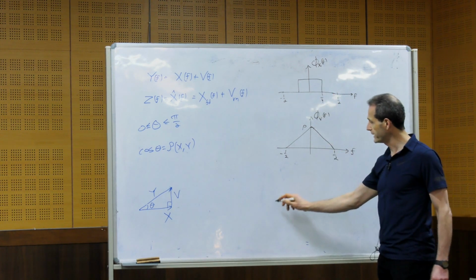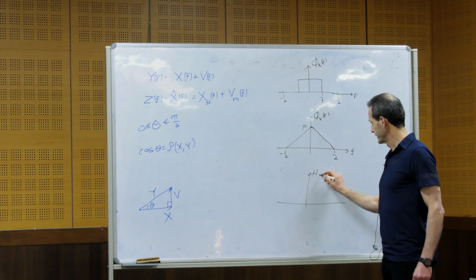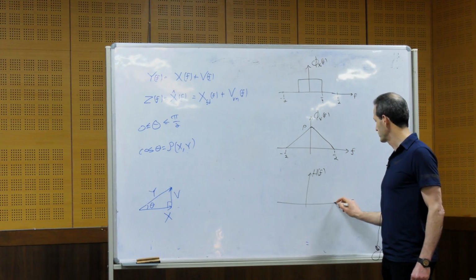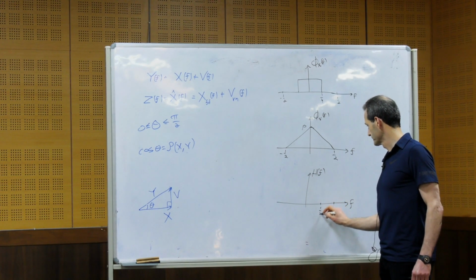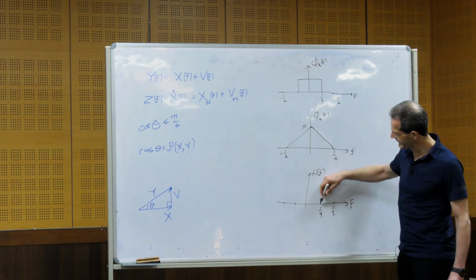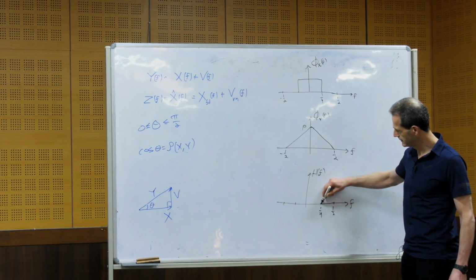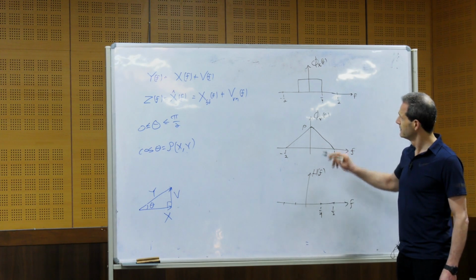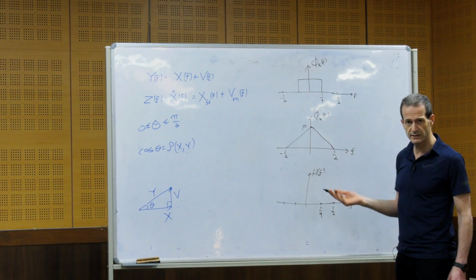So if I try to plot the gain for all frequencies, it will be here. The gain here, of course, will be 0, because we don't have desired signal here. What will happen in this area? How does it look?